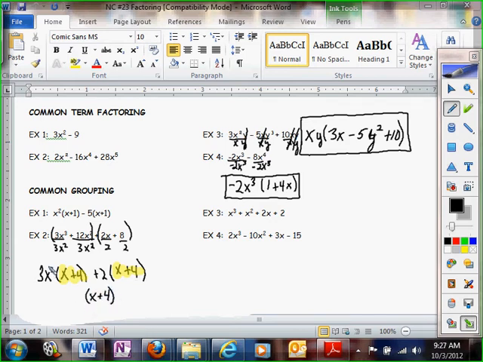And the other part of your answer is what's on the outside. You'll have 3x squared plus 2. And this is your answer.